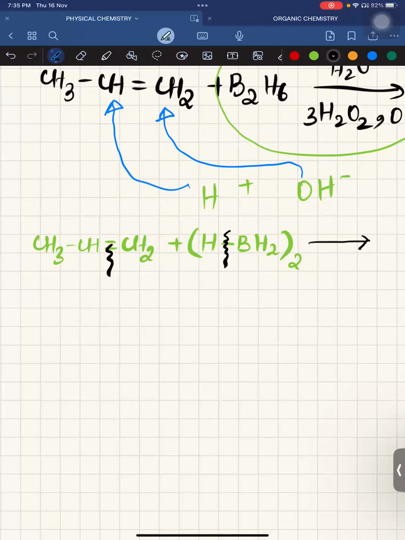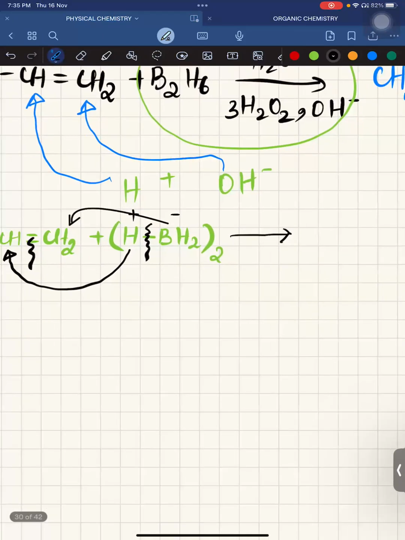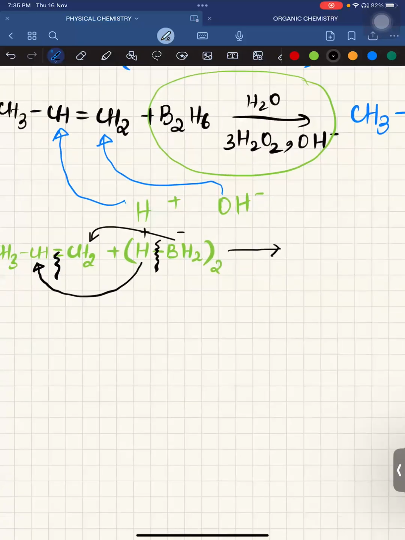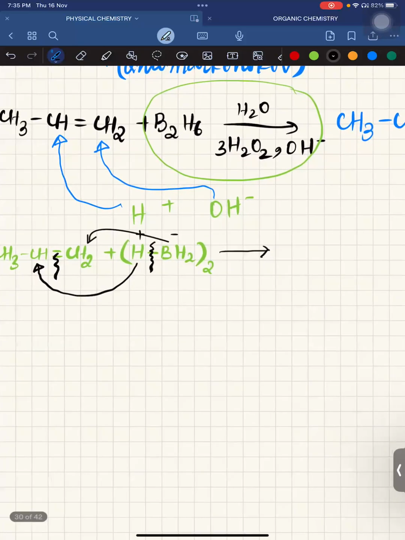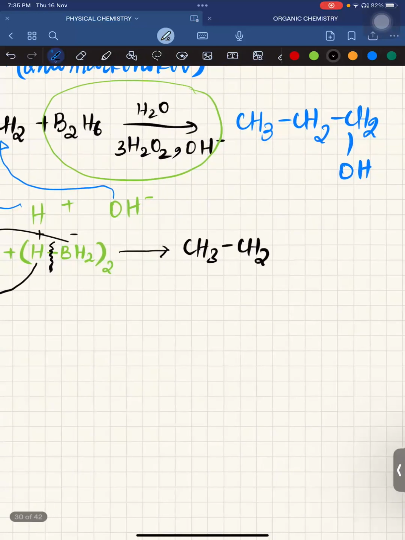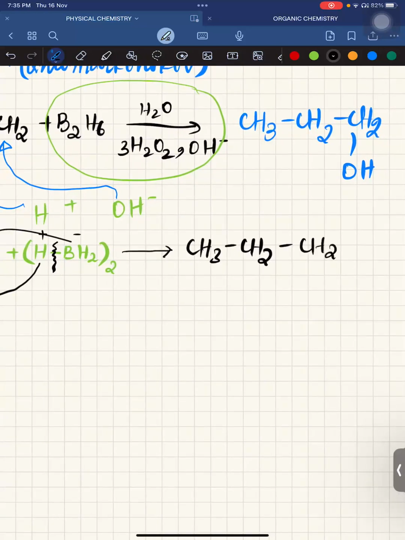Now what will happen? This H will be going to the carbon with lesser number of hydrogen. Basically, there will be positive, there will be negative. You can treat it like this. And this BH2 will be going to this. Now what we will get, that is important. You can see you will get CH3, CH2, CH2, and then BH2. BH2, I'm going to write as BHH, something like this.